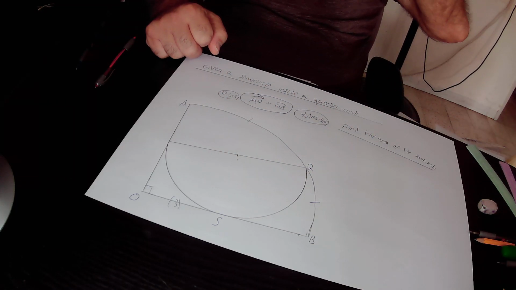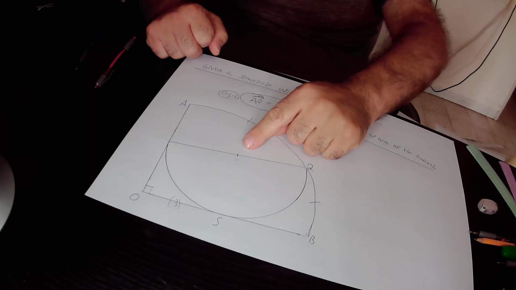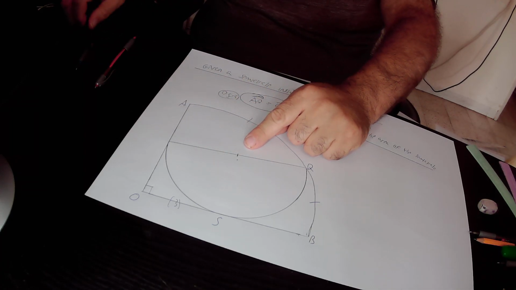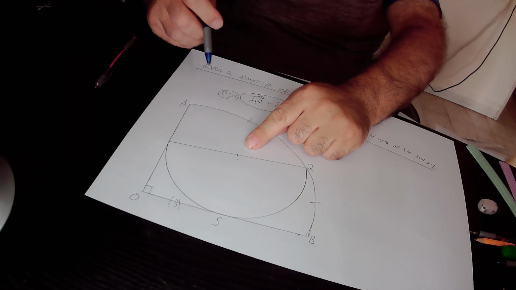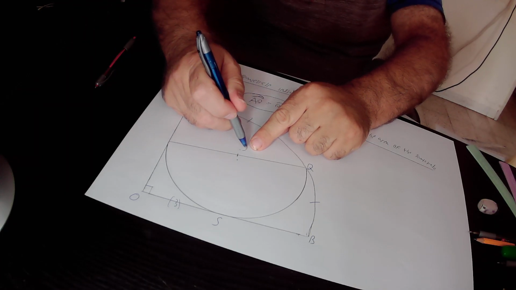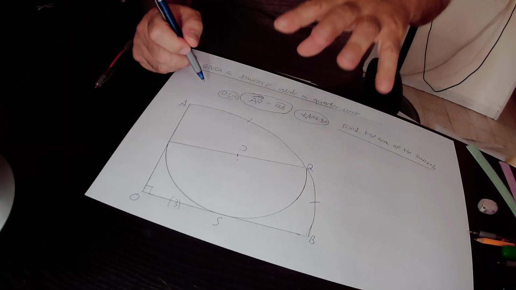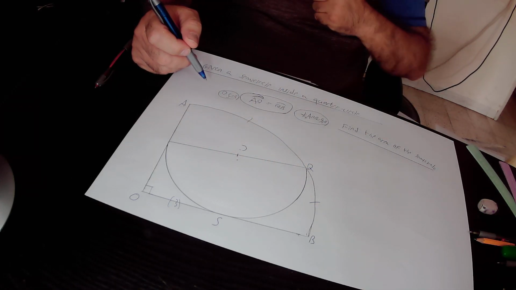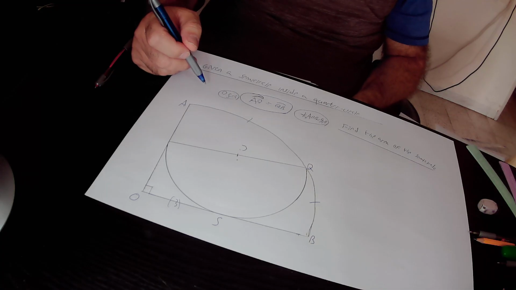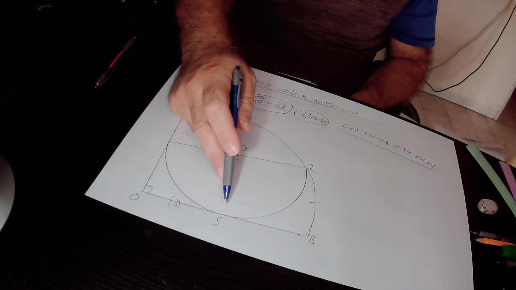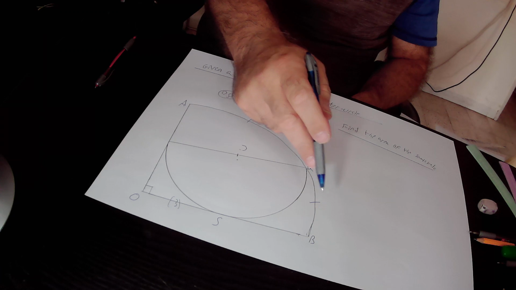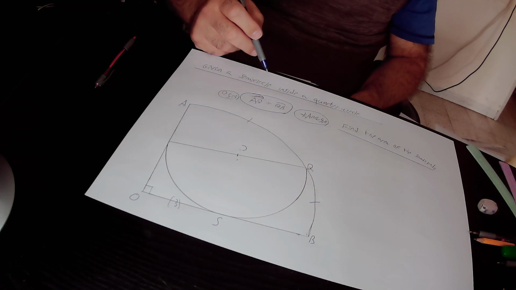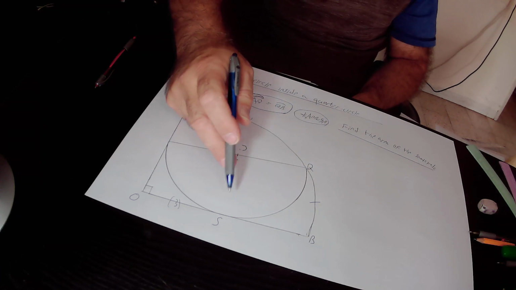So first of all, we define the center of this semicircle. This point is point C. We define the radius of this semicircle. It's R. Point S is the point of tangency of tangent OB with this semicircle. We join point C and S together by a straight line.